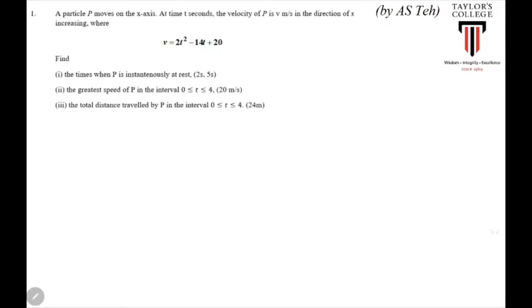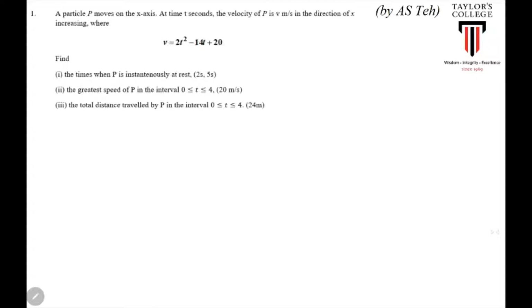Okay, hi everyone. So in this question, we have a particle P that moves along the x-axis, and basically we're given the formula for its velocity in that x-axis as v equals 2t squared minus 14t plus 20.